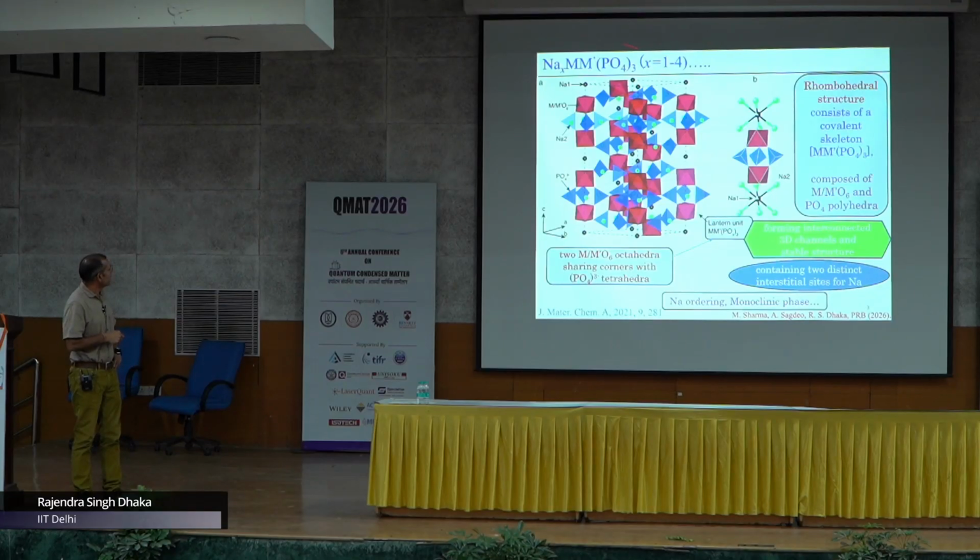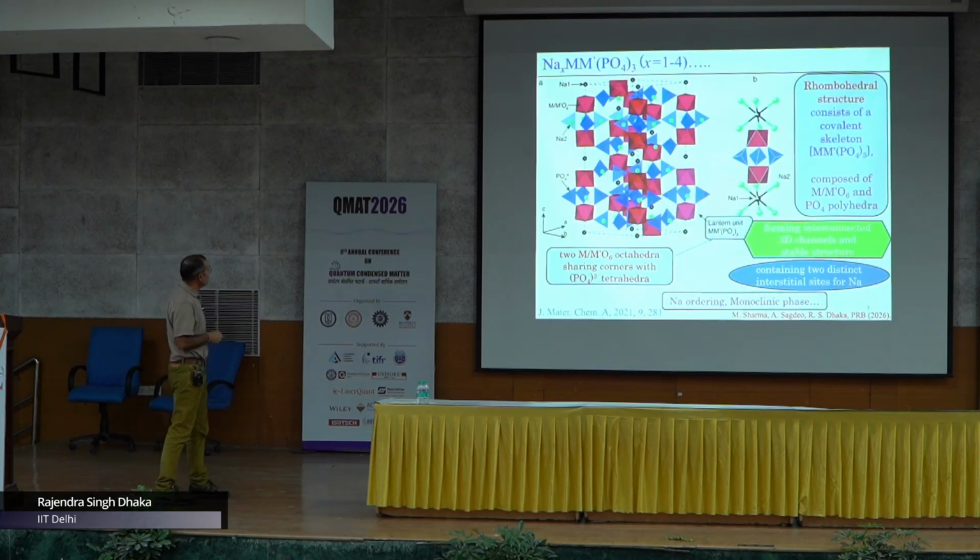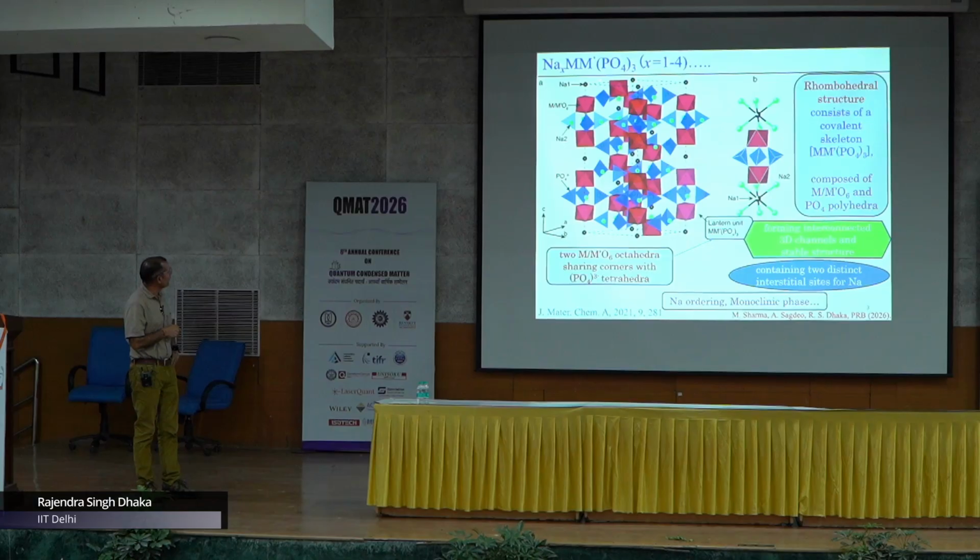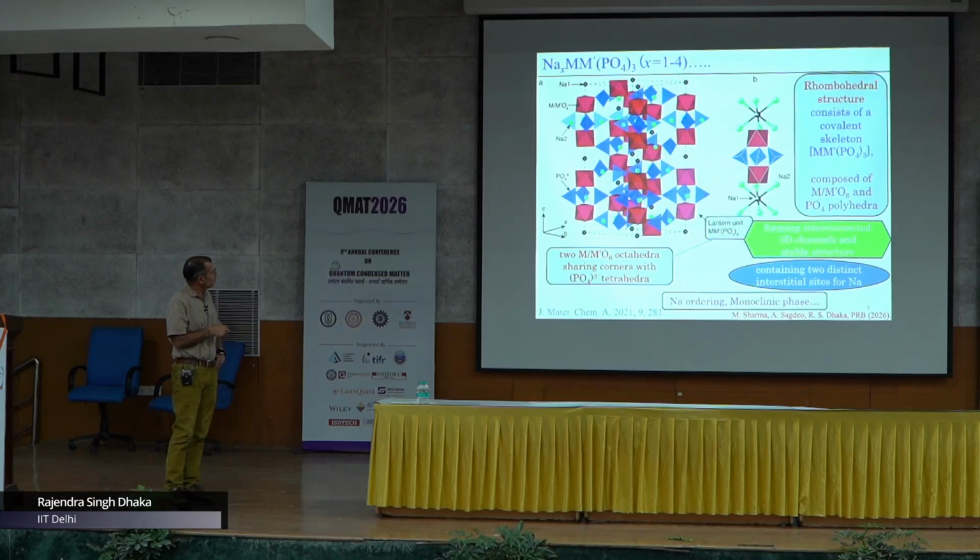If you look at the structure, again the same formula, the structure is of course a bit more complex, and as I said it is a 3D open structure. I will try to explain a bit here. The sodium sits at two sites, Na1 and Na2, and this is mostly in the rhombohedral structure, and what is there is this kind of structure, M prime PO4 thrice.